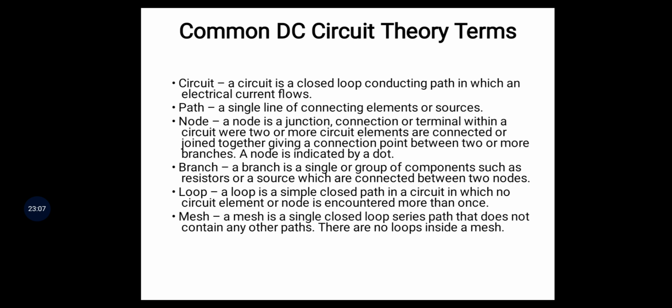Next, node. A node is a junction, connection or terminal within a circuit where two or more circuit elements are connected or joined together, giving a connection point between two or more branches. A node is indicated by a dot. Here a node connects many elements, 2, 3 or 4 elements at one place. The paths are connected at one dot or one place, that is called a node.